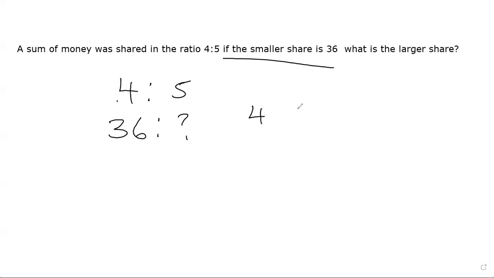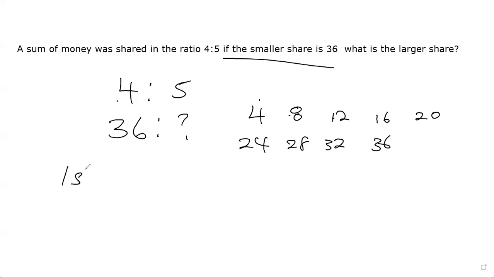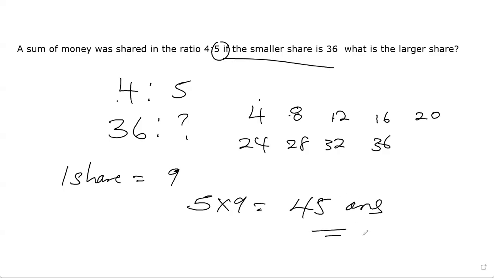We can use our multiples, right? 4, 8, 12, 16, 20, 24, 28, 32, 36. 1, 2, 3, 4, 5, 6, 7, 8, 9. So it means one share is 9. So that means you want 5 shares. So it would be 5 times 9, which is 45. And that would be our answer.